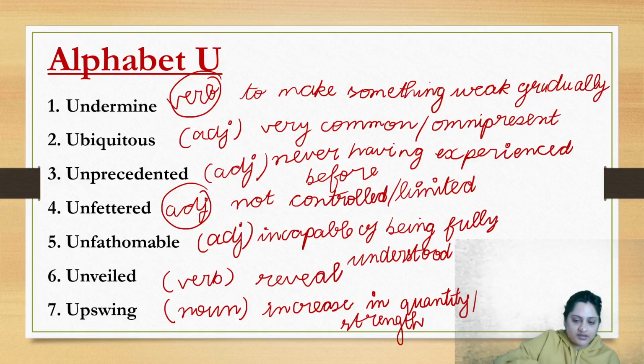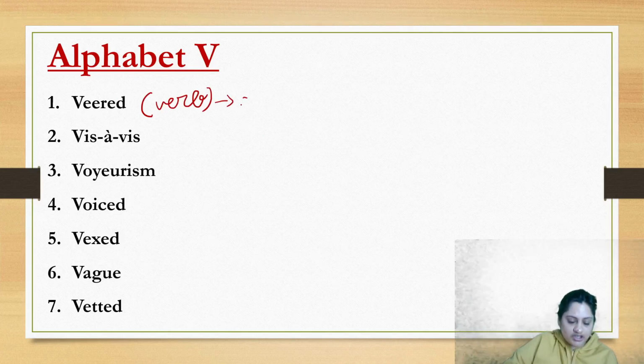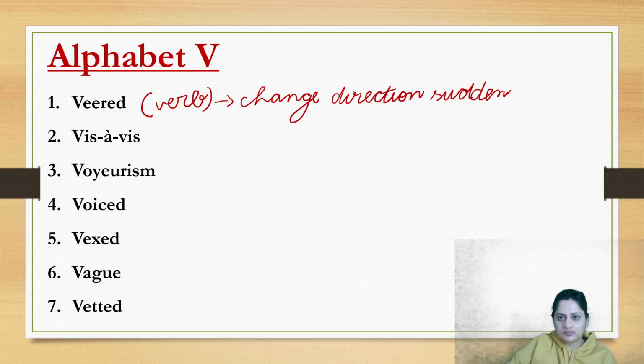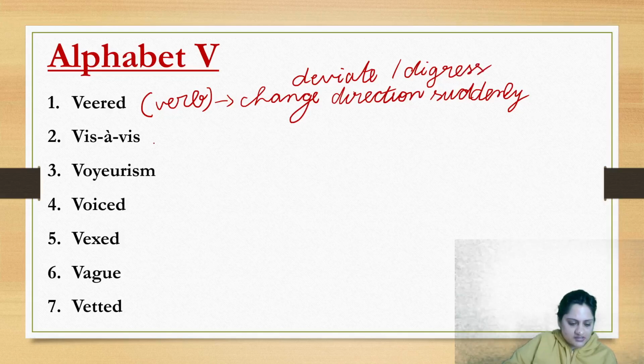Next one is your alphabet V. Verb word first, veer, meaning change the direction suddenly. Change your direction suddenly, you deviate. You're going somewhere, you quickly change your direction, you deviate, digress. अचानक से मुड़ जाना किसी जगह से जाते जाते, digress.